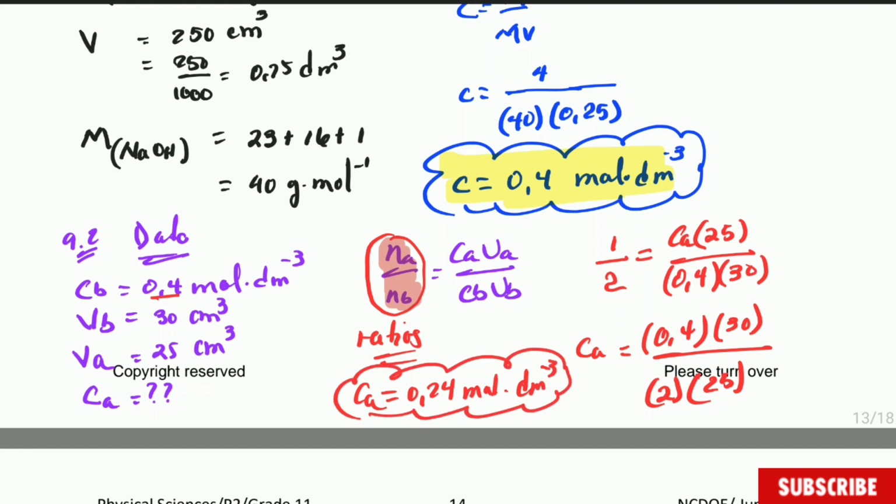Guys, this is all for now. This is a very important question about stoichiometry. It is important for grade 11 as well as grade 12.